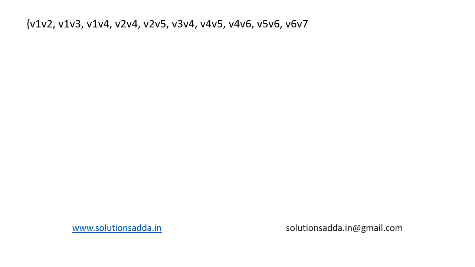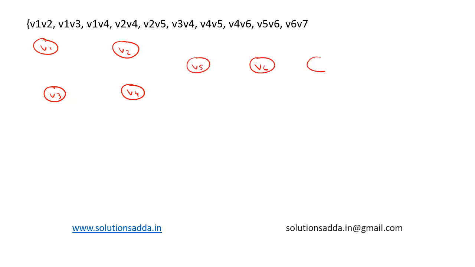First of all, let's construct the graph based on the edges and vertices. V1 is vertex 1, then V2, V3, V4, V5, V6, and V7. Now let's draw the edges: V1 to V2, V1 to V3, V1 to V4, V2 to V4, V2 to V5, V5 to V6, V4 to V5, V6 to V7. Now, breadth first search uses a queue data structure.